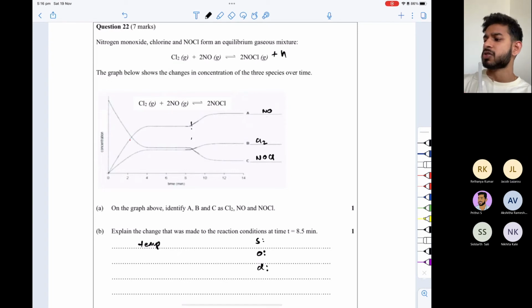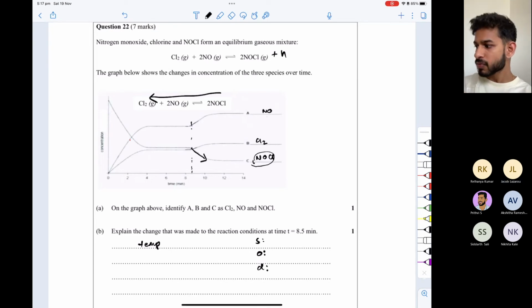This is 8.5 minutes, right? Yeah. But what's happening to the product? It's decreasing. Good. So are we shifting to the right or to the left? Well, if it's decreasing, then it means that we're going the reverse reaction. Good. So that's to the left. Do you agree? Yeah. Good. So direction is LHS.